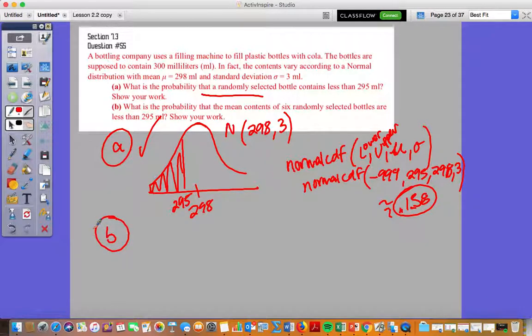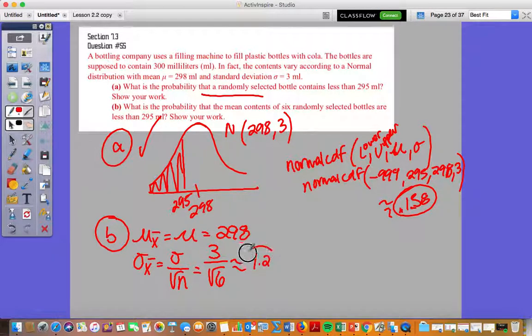Part B. We know that the mean of X bar is equal to mu, which is equal to 298. Okay, that's good. Show that work. Sigma of X bar is equal to sigma over square root of n. What do I put in? 3 over square root of 6, which gives me approximately 1.2. There's a problem with this, though. What do I need to show?